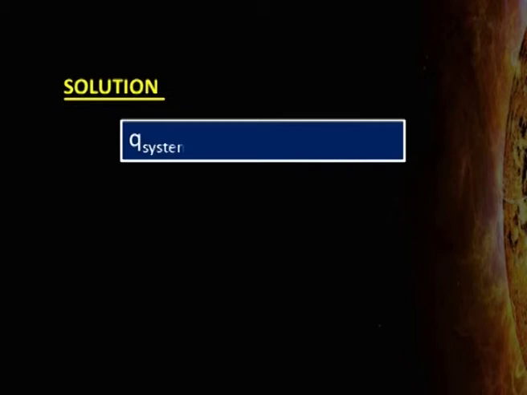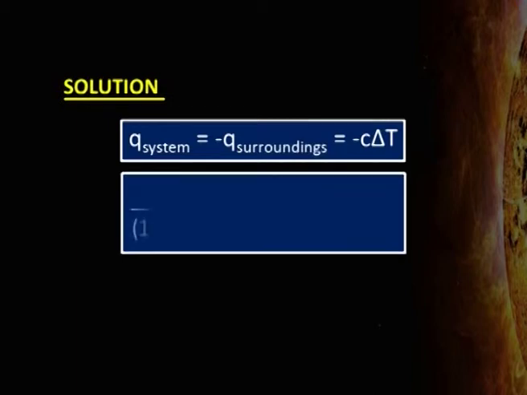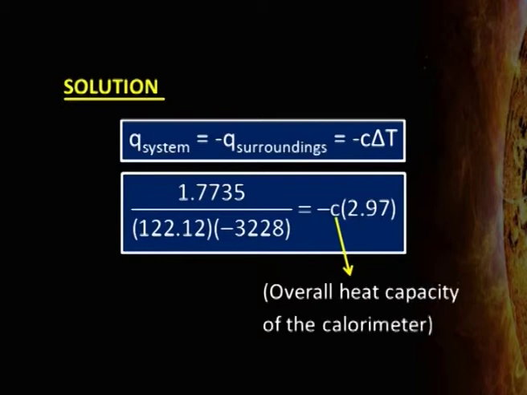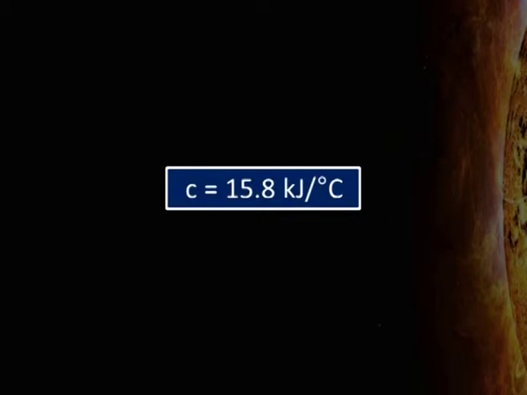Now, Q of system will be equal to minus Q of surroundings, which is equal to minus C multiplied by delta T. We will get 1.7735 divided by 122.12 multiplied by minus 3228. Here 122.12 is the molecular mass of benzoic acid. Therefore, this will be equal to minus C into delta T. C is the overall heat capacity of the calorimeter. We will get C equal to 15.8 kilojoules per degree Celsius.